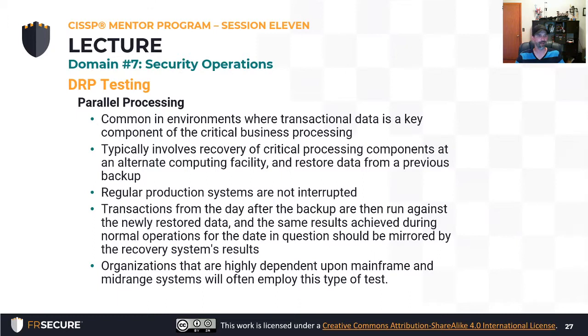Parallel processing. So this is common in environments where transactional data is the key component of critical business processing. So data is really what makes your business run. You're generally going to have some type of critical processing components, and you'll be able to do a quick recovery from previous backup. Generally, with these types of parallel processing tests you're going to run a secondary site. Maybe it's warm, maybe it's a complete replicate, but you're able to do that without interrupting your production system. So you can test these out, and then you basically keep it up to date with the transactions from the day after backup. Then you run that to make sure you achieve the same results.